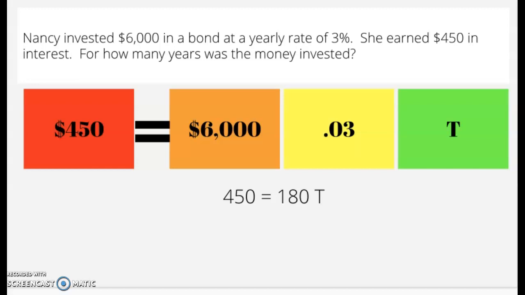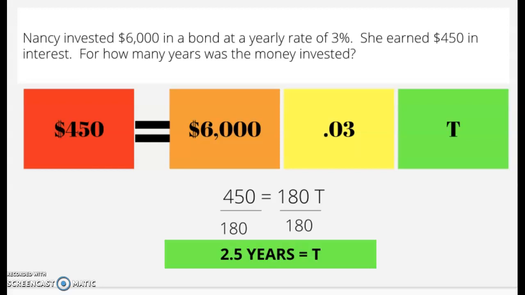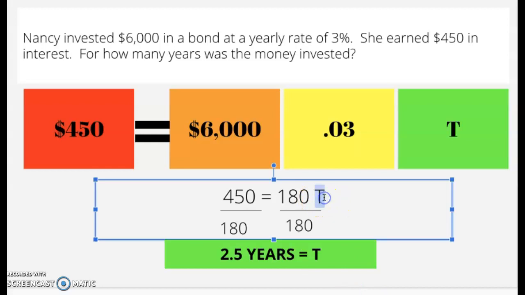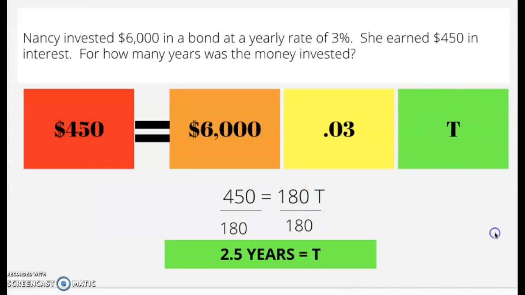Now we've just got a one-step equation. Divide by the thing attached to your variable and solve. You should have gotten 2.5. Notice also that the variable that I'm choosing to use matches the variable that's missing in the equation. It helps you whenever you're trying to figure out what unit your answer is going to be in.